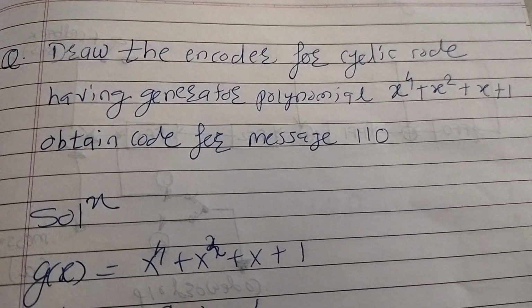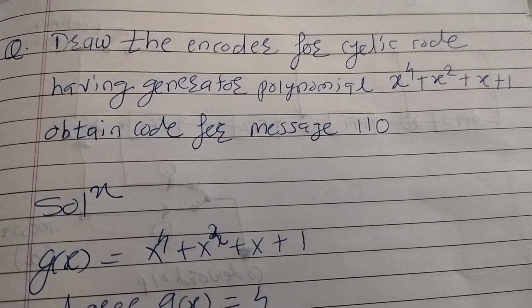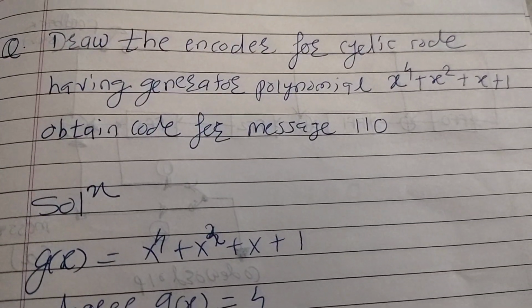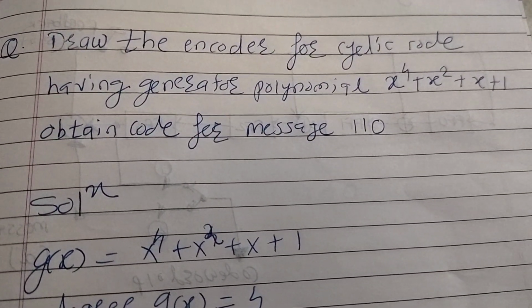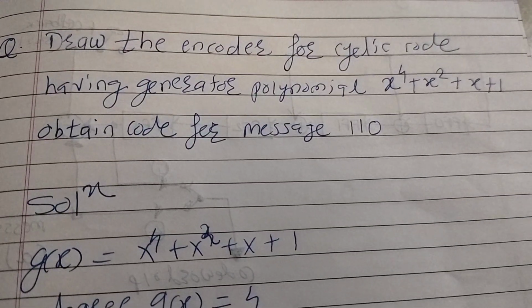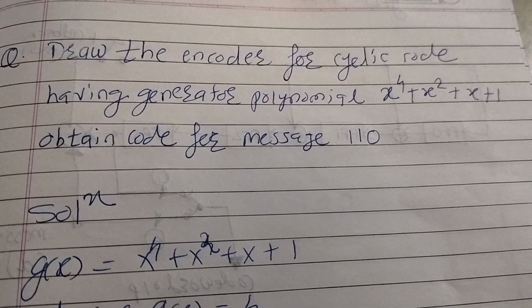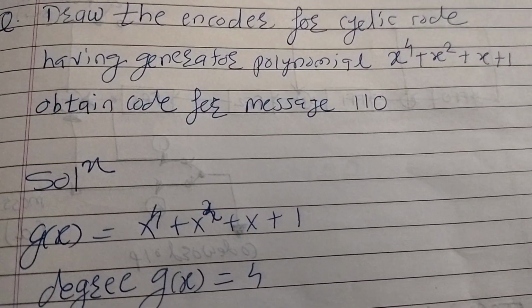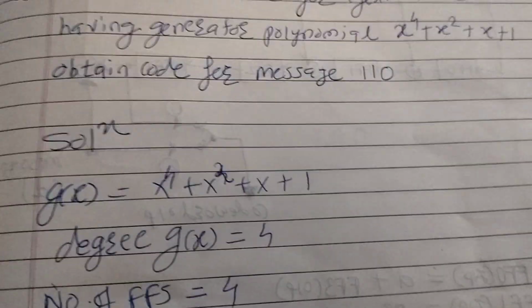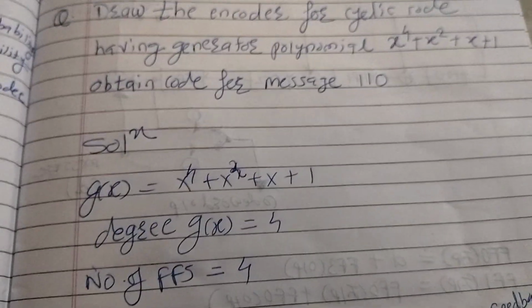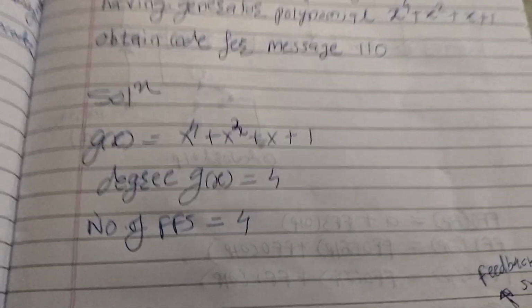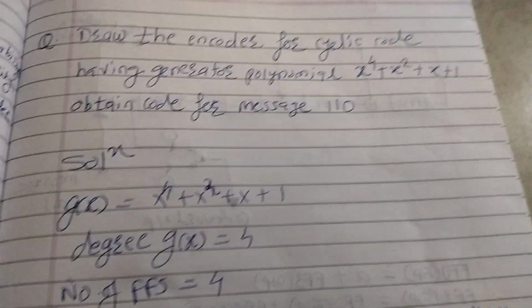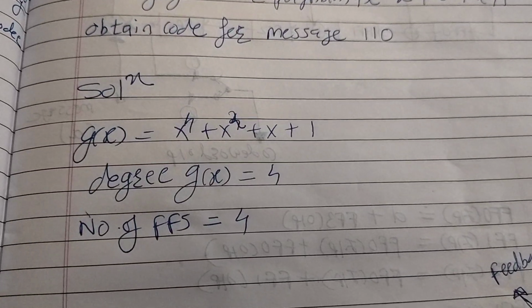Let us see one problem on cyclic encoder. Here it is asked to draw the encoder for cyclic code having generator polynomial x raised to 4 plus x square plus x plus 1, and we have to obtain the code for the message 110. So we have already seen two problems on encoder diagram. So let us revise that.